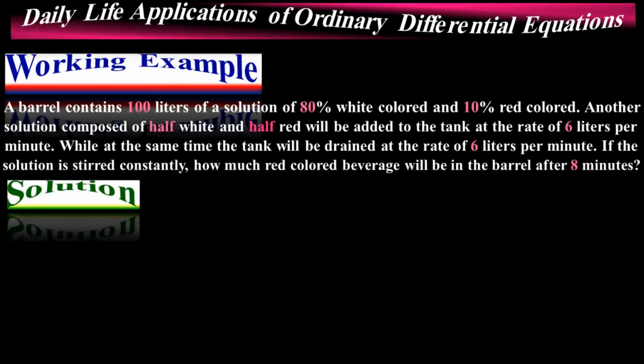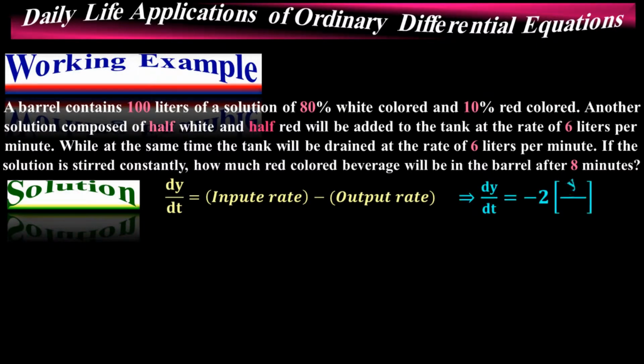Solution. We follow this model, which is dy/dt equals input rate minus output rate. Based on that model, our equation will be dy/dt equals minus 2 times y over 100 plus 1, which is a simple ordinary differential equation, where this 100 is the 100 liters of the first solution, and y is the second solution added to the first solution. Now separate the variables, you will get dy/dt plus 1 over 50 times y equals 1, which I can write as y prime plus 1 over 50 times y equals 1.